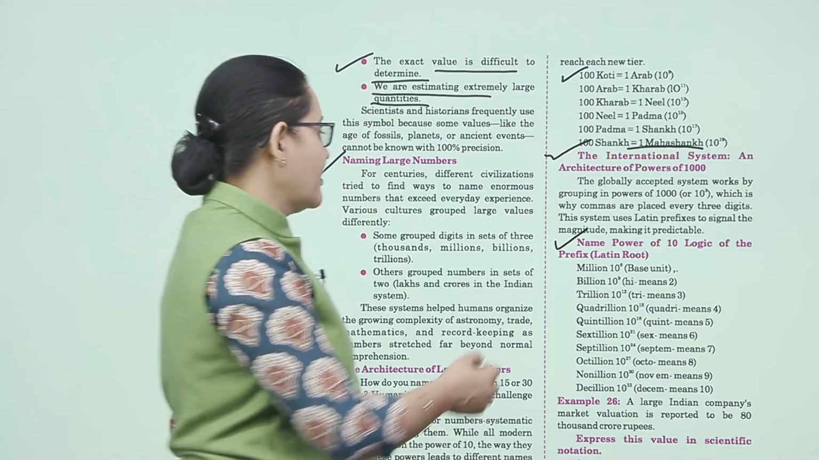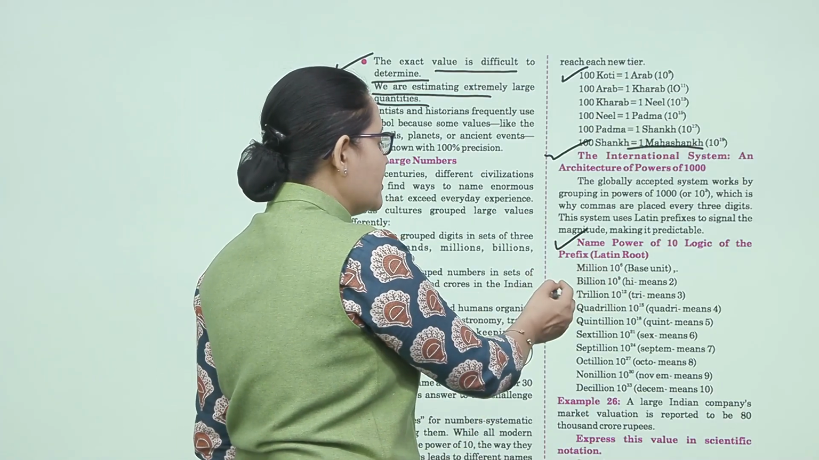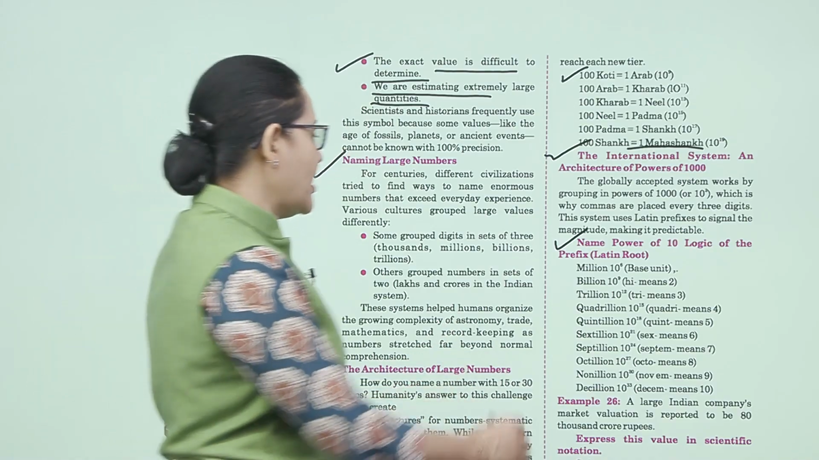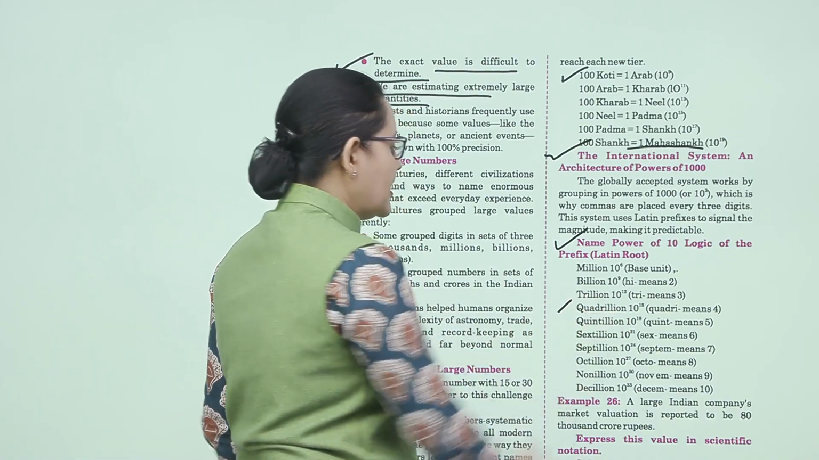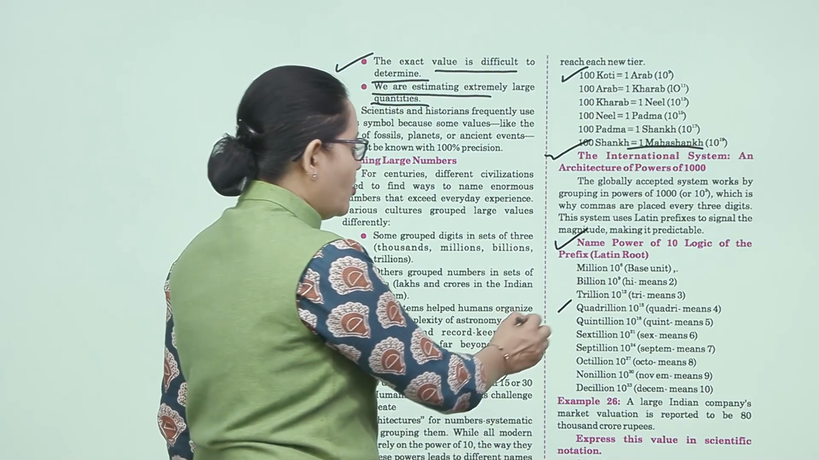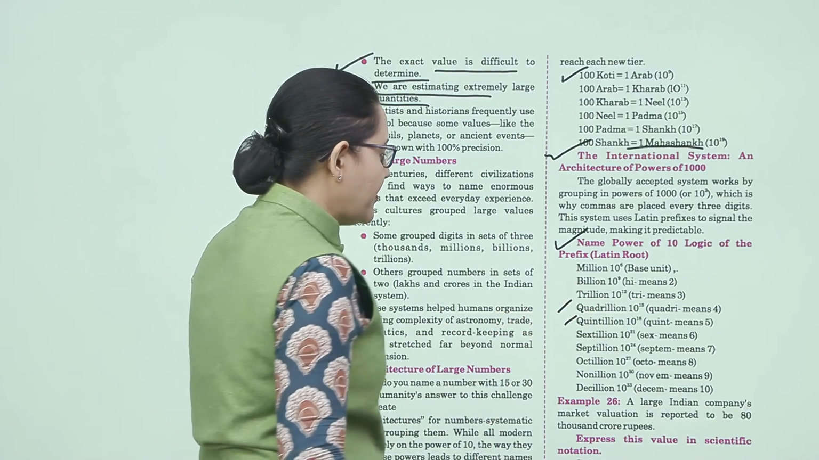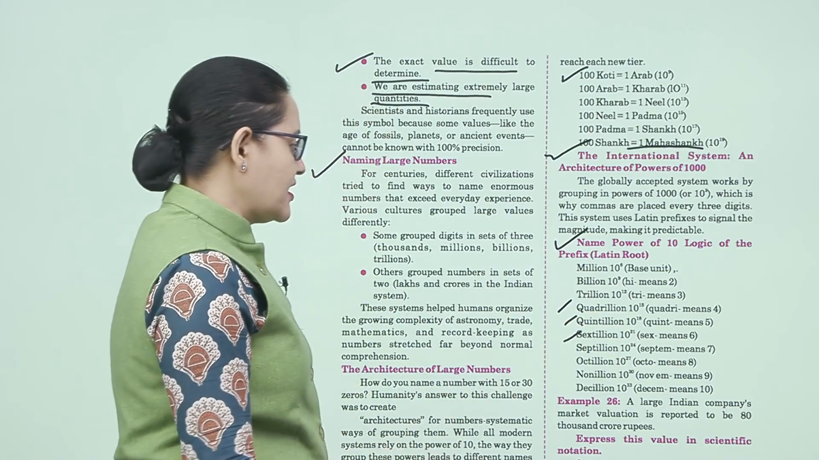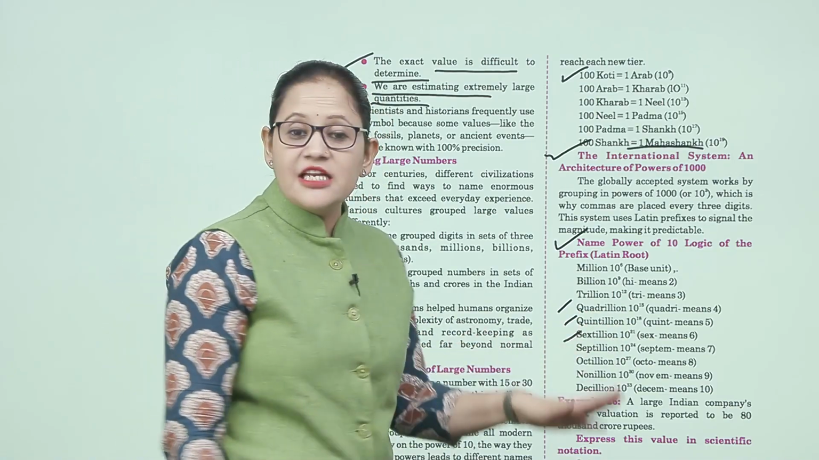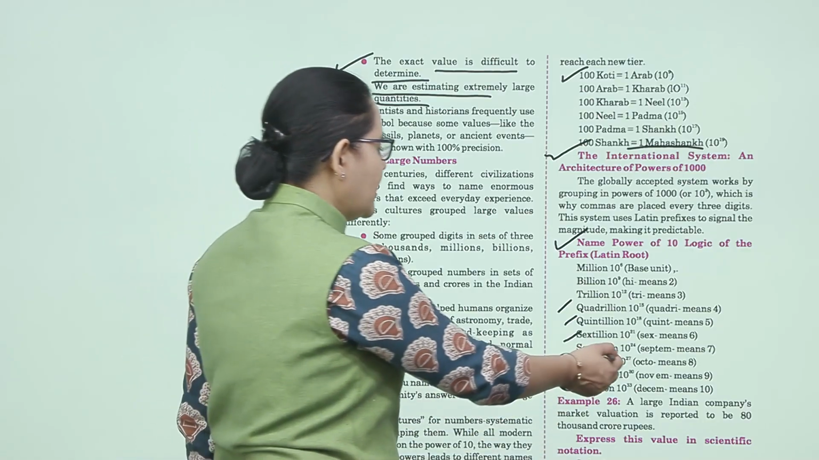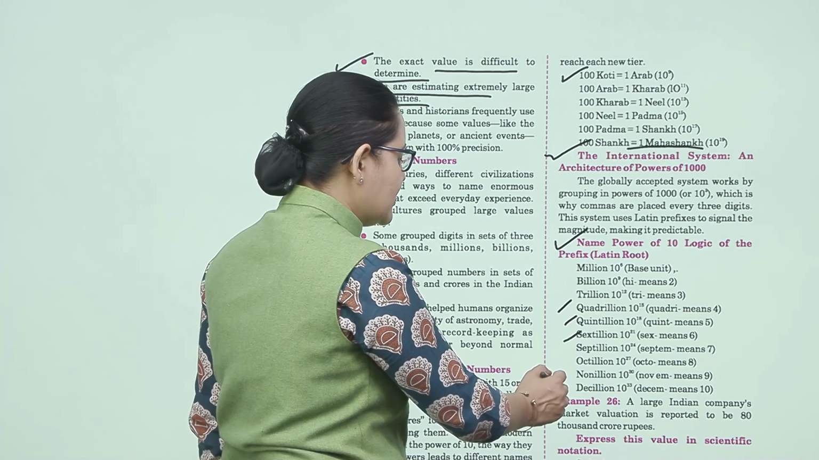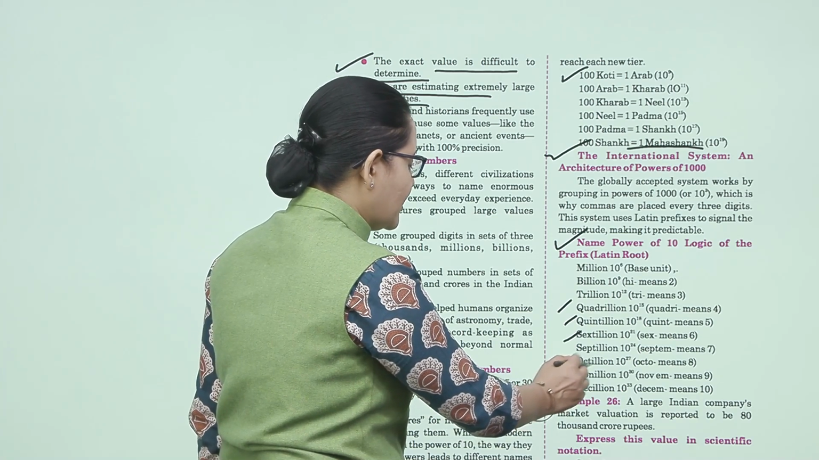Million, 10 to the power 6, base unit. Billion, 10 to the power 9. Trillion, 10 to the power 12. Quadrillion, 10 to the power 15. Quintillion, 10 to the power 18. Sextillion, 10 to the power 21. Then septillion, 10 to the power 24. Octillion, 10 to the power 27. Nonillion, 10 to the power 30, and decillion, 10 to the power 33.